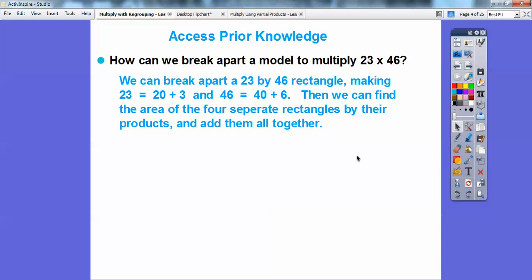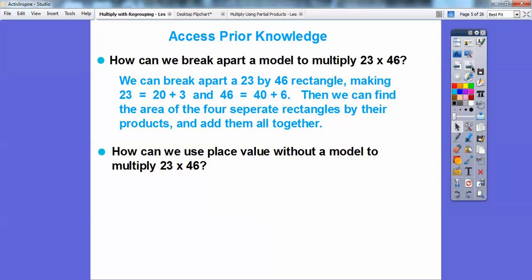So we can break it apart and there'd be 4 different size rectangles in there, just like we did in the last lesson. Then we can find the area of those 4 separate rectangles by multiplying their dimensions, which is called their products when you multiply, and then just add them all together. Remember doing that? Okay. How about how can we use place value without a model to multiply 23 times 46?